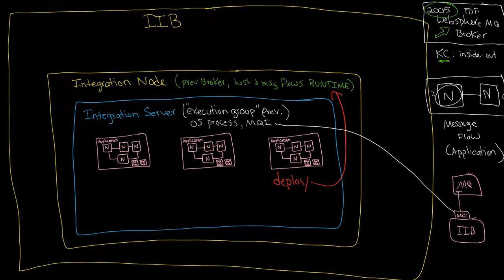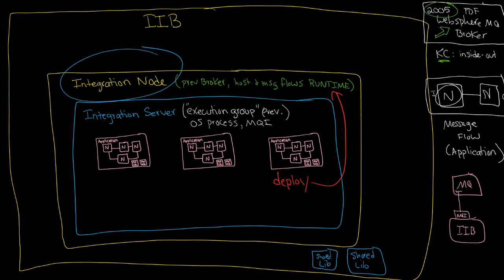Now, outside of the integration node, you have something here called your shared libraries. And they are shared so that other pieces of IIB can use them. That is to say, other pieces. What is that? Integration nodes. Other integration nodes can use those shared libraries to do whatever they need to do.